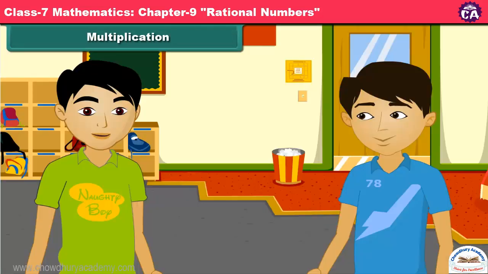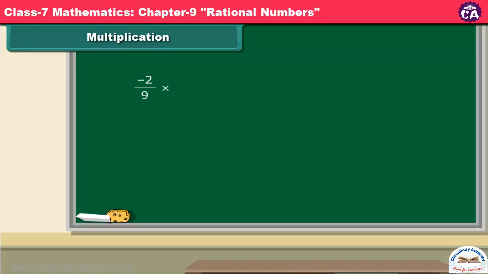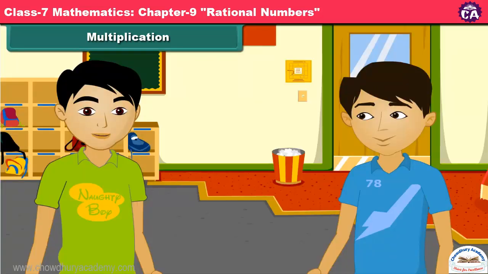Can you guess how can we multiply rational numbers? While multiplying a rational number by a positive integer, we multiply the numerator by that integer, keeping the denominator unchanged. When we multiply the rational numbers, we multiply the numerators, then we multiply the denominators. Well done! You have learnt now.